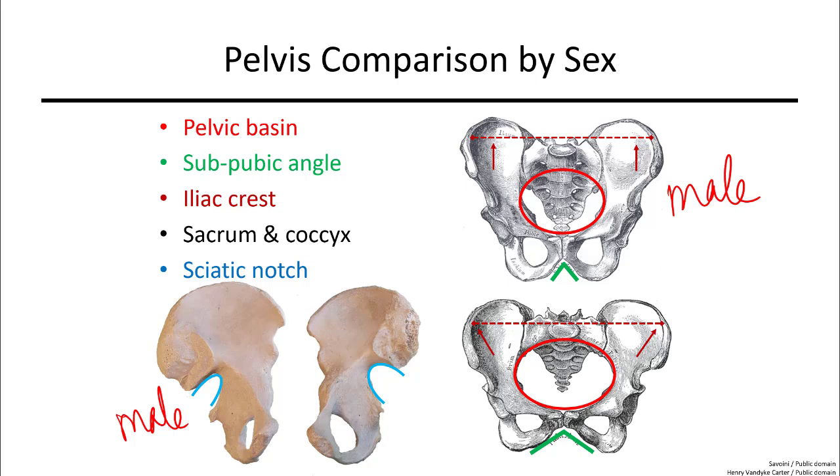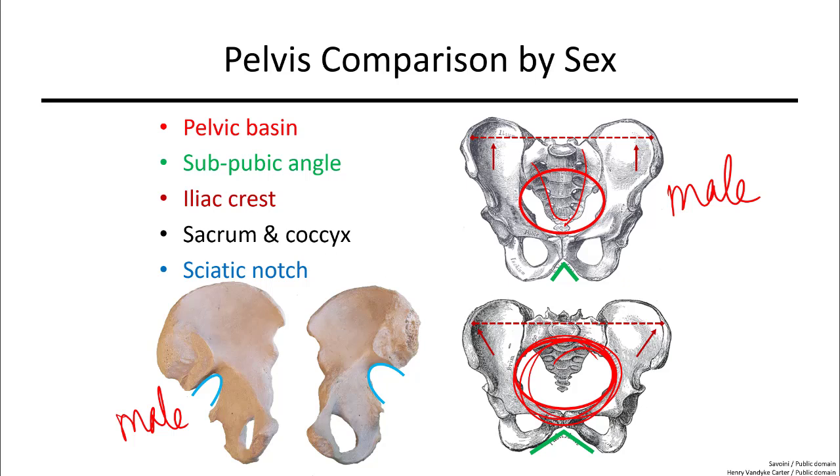We can see that the iliac crest, the distance from one portion of the iliac crest to the other, is much narrower in the male. Not so obvious in this particular image. The sacrum and coccyx are less curved in the female, so we can see it's much wider open here, where the curvature of the sacrum and coccyx actually will obstruct the outflow tract.